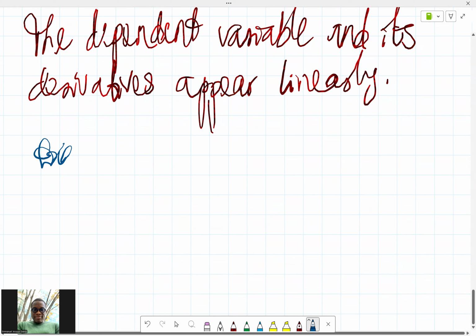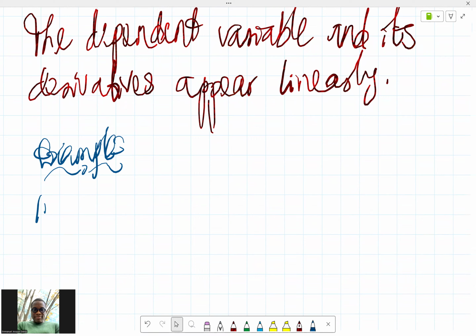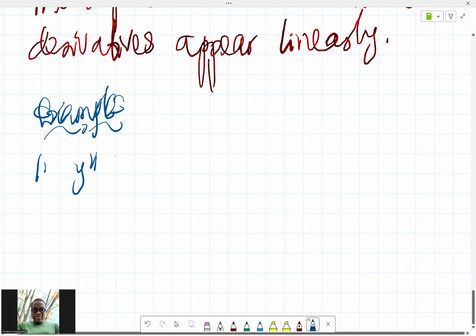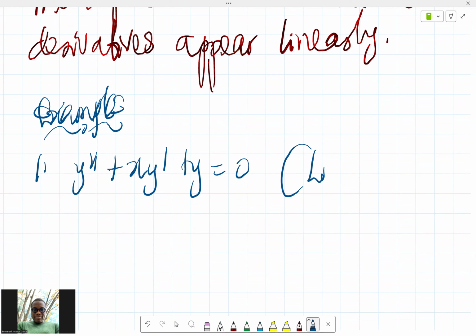So let's look at some examples to drive the point home. I'll give possible scenarios to make it clear. Imagine here you have y'' plus xy' plus y equals 0. This is linear for sure. It's linear because the dependent variable is y. So we have y, y', and y'', and y itself and the derivatives of y don't have any power more than 1, okay? So they are basically linear. And y is not like y squared.